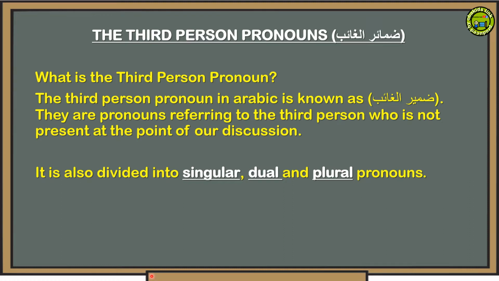The third person pronoun, the ضمائر الغائب. What is the third person pronoun? The third person in Arabic is known as ضمائر الغائب. They are pronouns referring to the third person who is not present at the point of our discussion. It is also divided into singular, dual, and plural pronouns.